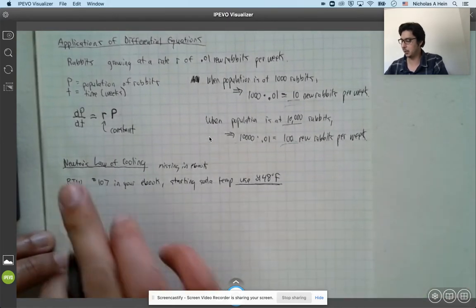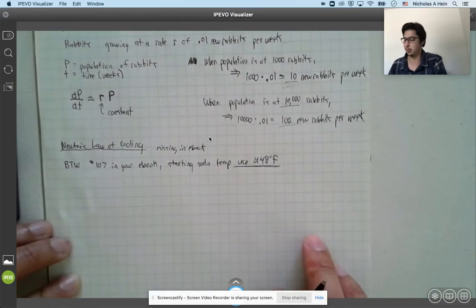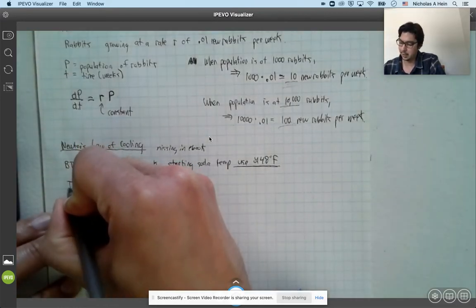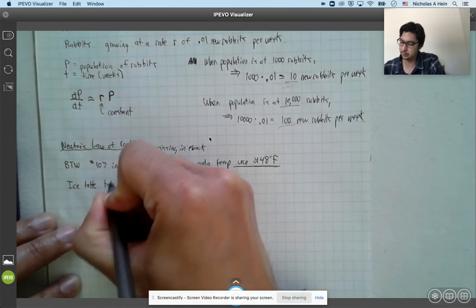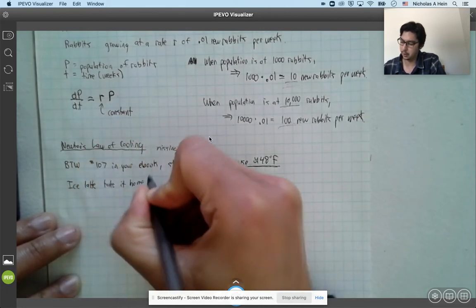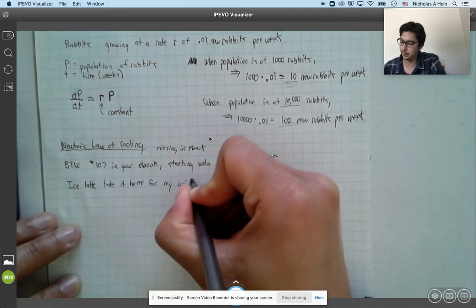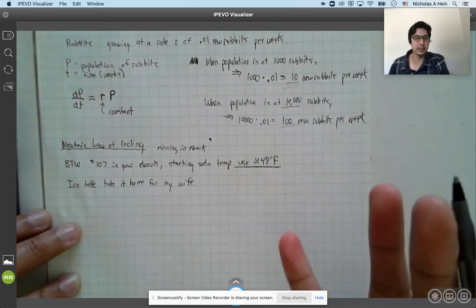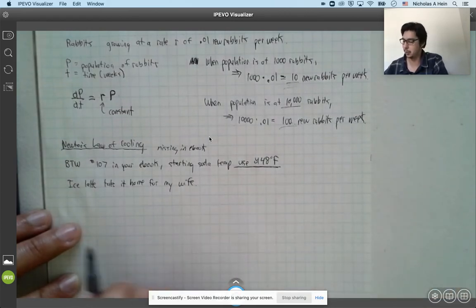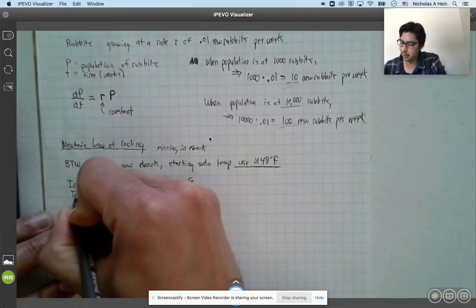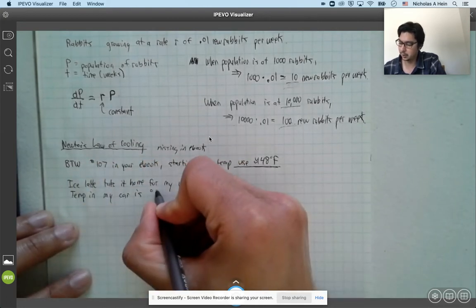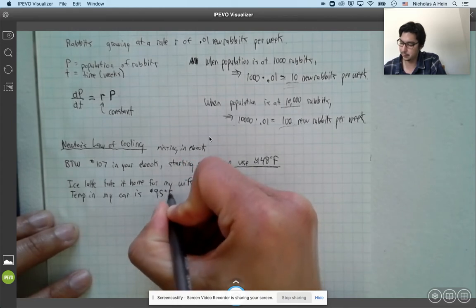Okay. But let's look at Newton's law of cooling. So just a little note to yourself when doing that problem: let's say that I buy an iced latte and I take it home for my wife. But it's a hot day out, and it takes a while to get home, per se. Maybe there's traffic, who knows. But we'll say that the temperature in my car is a scorching 95 degrees Fahrenheit.